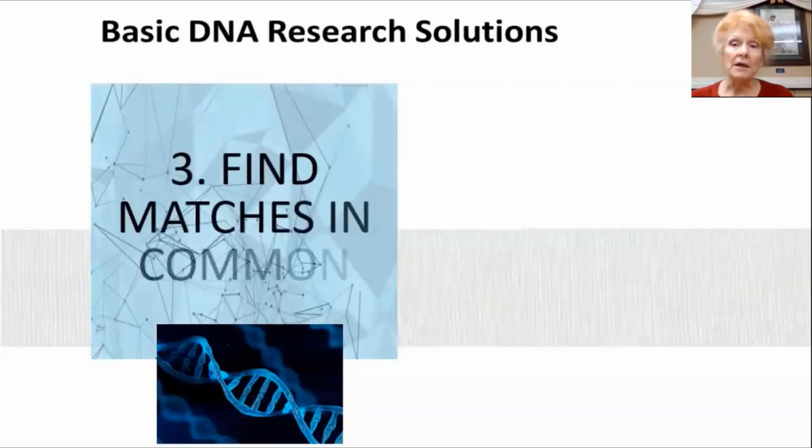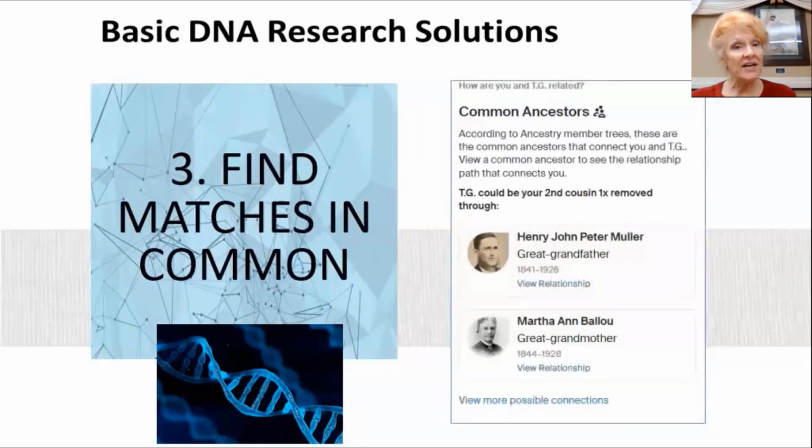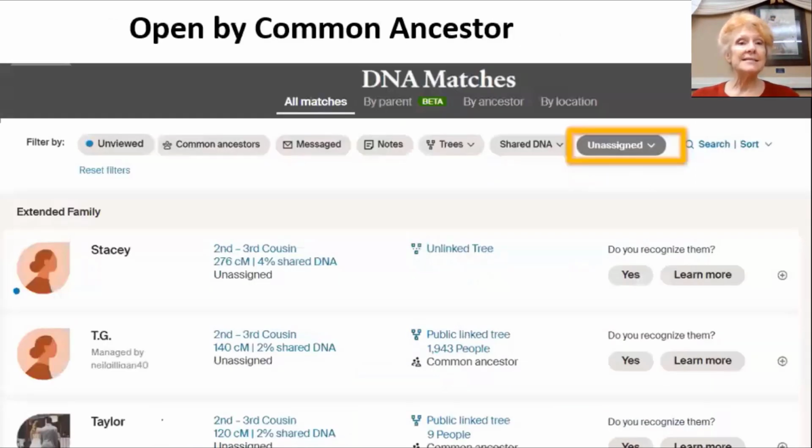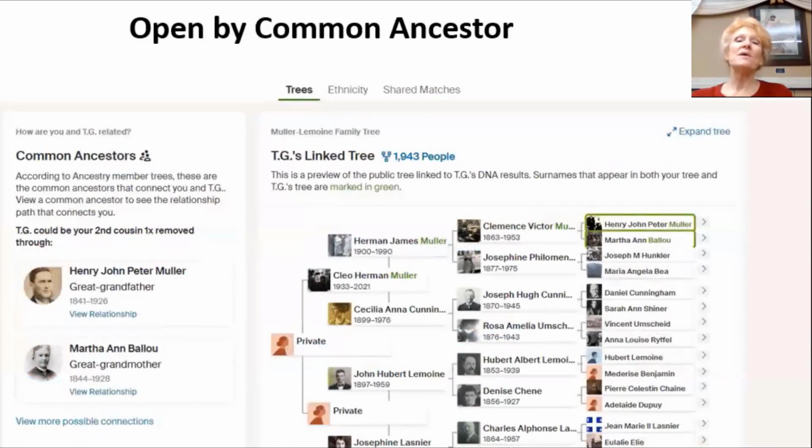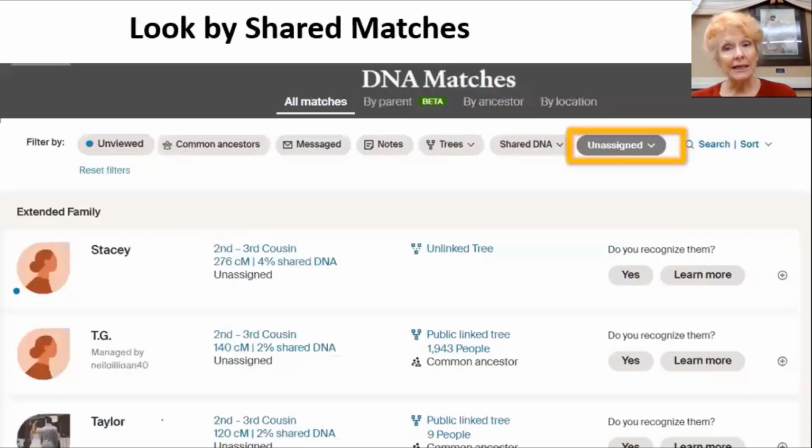Find matches in common when you want to recognize by which side of the family they're on. These are people you probably don't know and have not been assigned to your mother or father's side. So first we need to figure out what side they belong to. In Ancestry DNA, I open all matches filtered by unassigned. These are matches I don't know. In a cousin with a tree, I click Common Ancestor, and I recognize that this is my father's side, one hurdle down. What about ones with unlinked trees and no common ancestor listed?